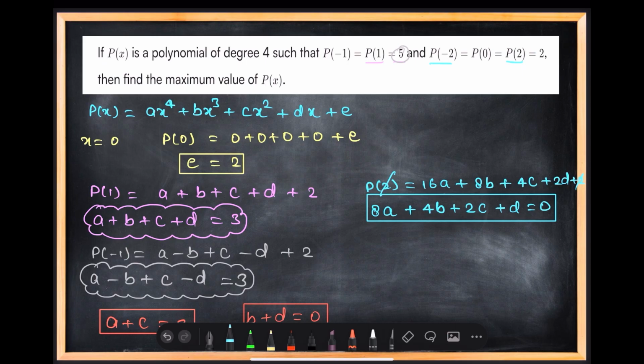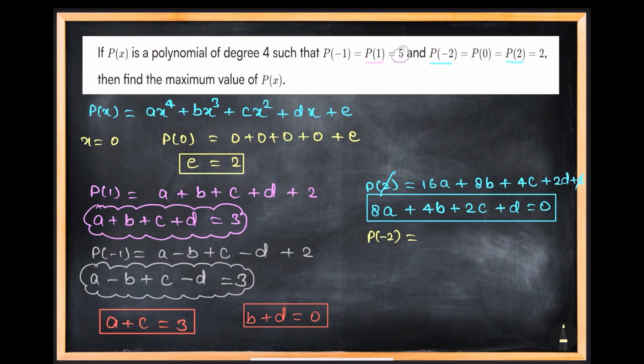Now the point is, let's move on to the next part, replacing p with x with minus 2. So wherever the power is odd, we will have minus. So we will have 16a minus 8b plus 4c minus 2d plus 2 again. And then you know that p of minus 2 is 2.